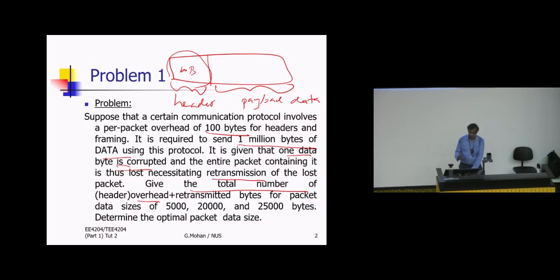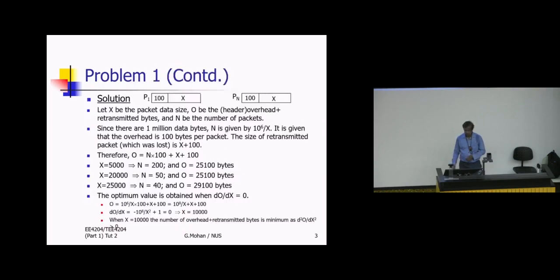This is for different packet data sizes. Data is this part. So let's say a packet carries 5,000 bytes of data. What is the header overhead? What is the retransmitted bytes? If the size is 20,000, 25,000, what is the header overhead as well as the retransmitted bytes? Retransmitted bytes are also a kind of overhead, but due to retransmission, not due to the header. Then the next part is to find the optimal packet data size. How big should the packet be?